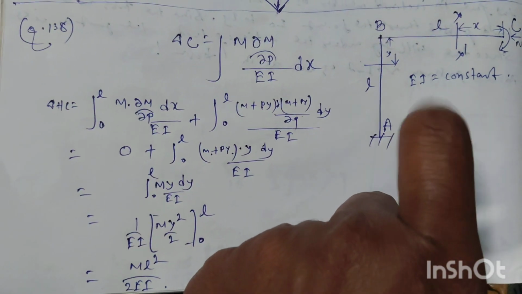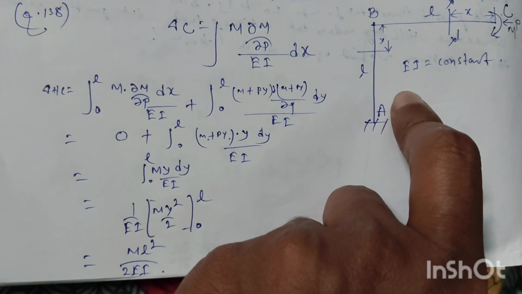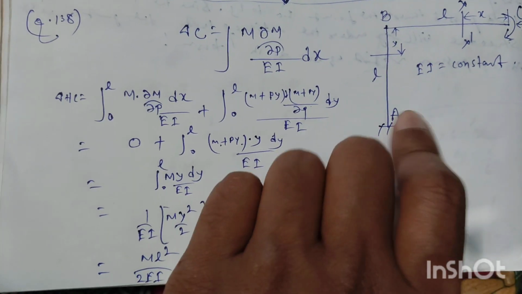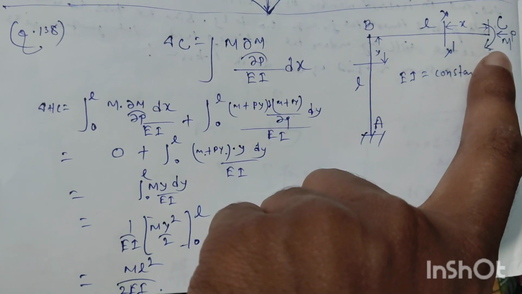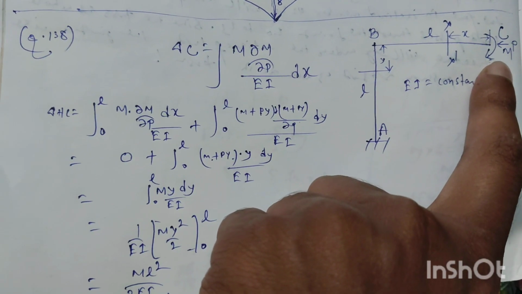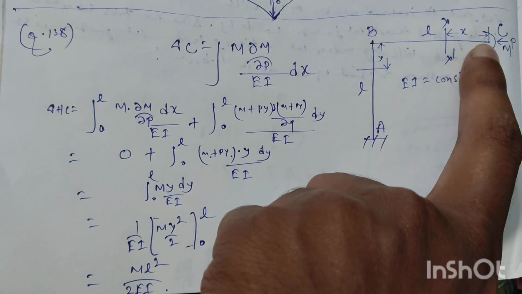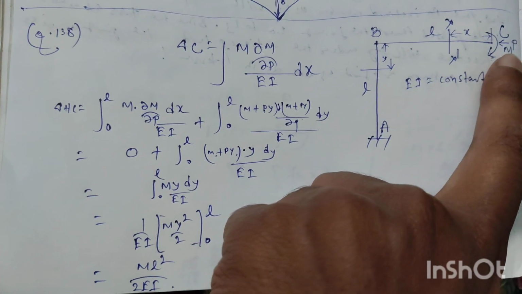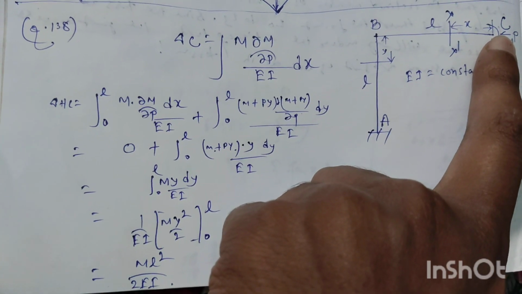So this is the frame ABC, a cantilever frame rigidly connected at A. EI is constant throughout the frame. Now we have to determine the horizontal deflection at point C, which is subjected to a bending moment M. To find the horizontal deflection at point C, let's apply a horizontal load P at this point, that is a fictitious load whose value is equal to 0.